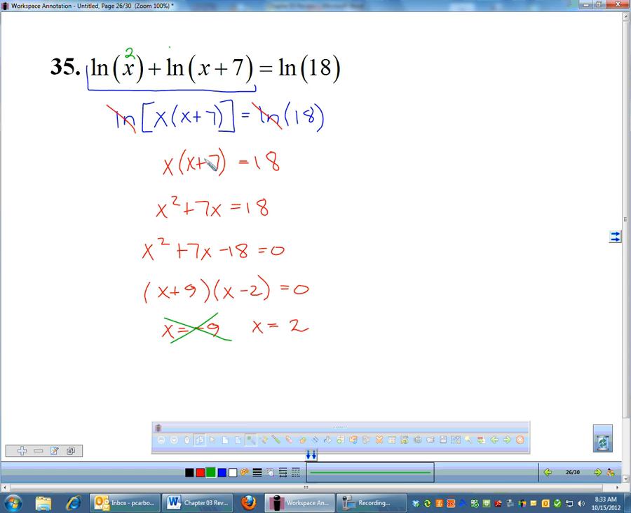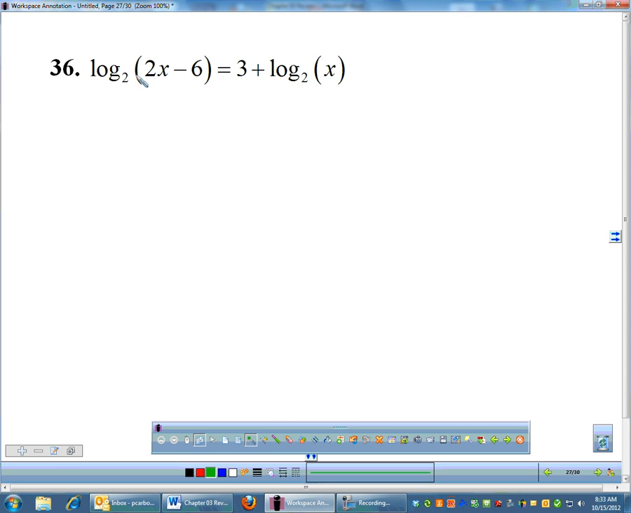ln of 2, that's okay, that's positive. And 2 plus 7 is 9, that's a positive number. So I will keep 2. Good, good? All right, let's try this one.